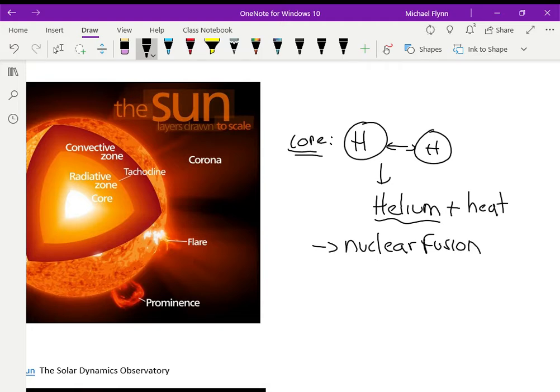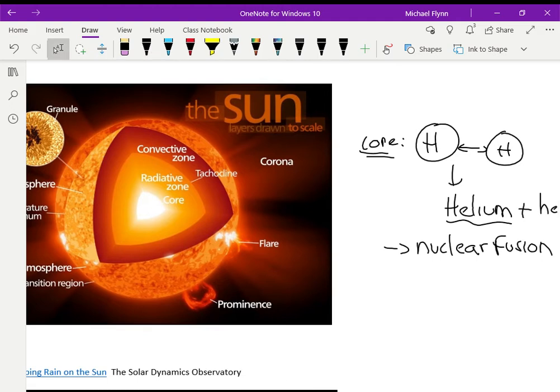Okay? A nuclear fusion is this process. It's this process of fusing hydrogen to produce helium, okay? And in the process, also releasing, coincidentally, a ton of heat and light. Okay, then that's what's happening on this massive scale inside this core right here.